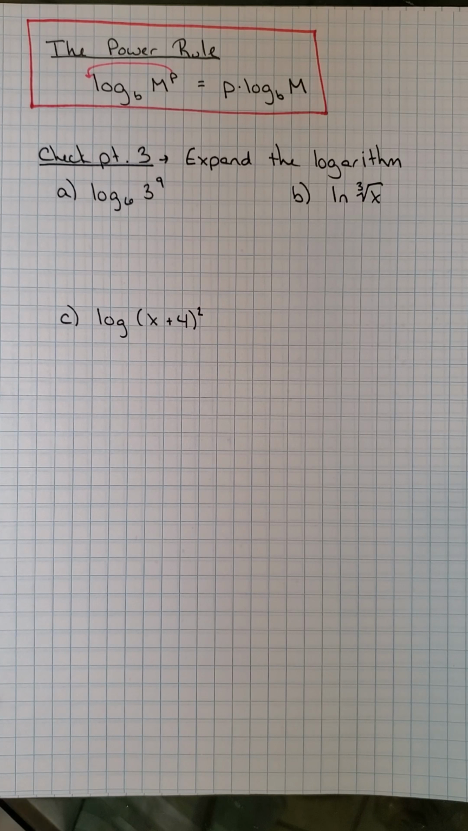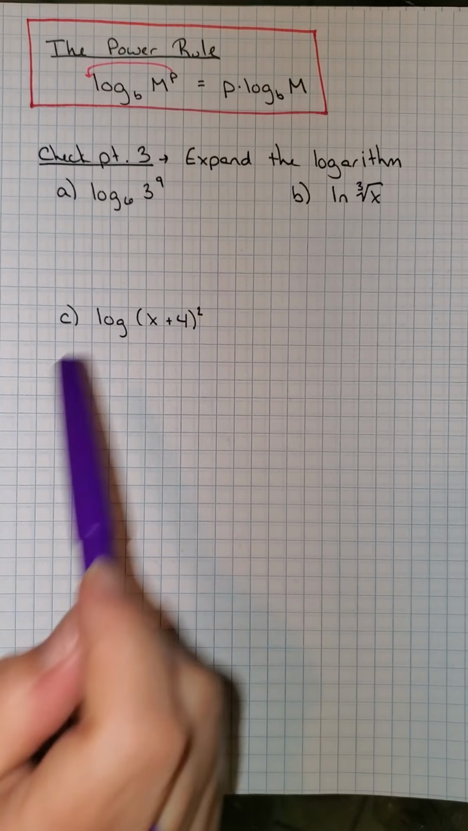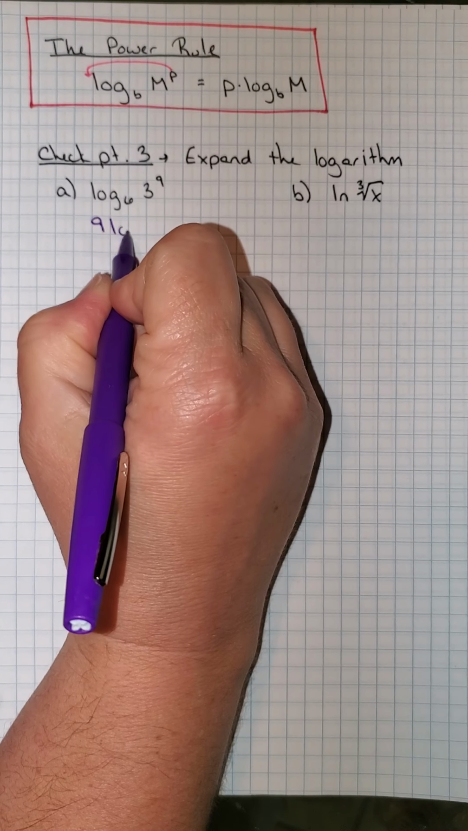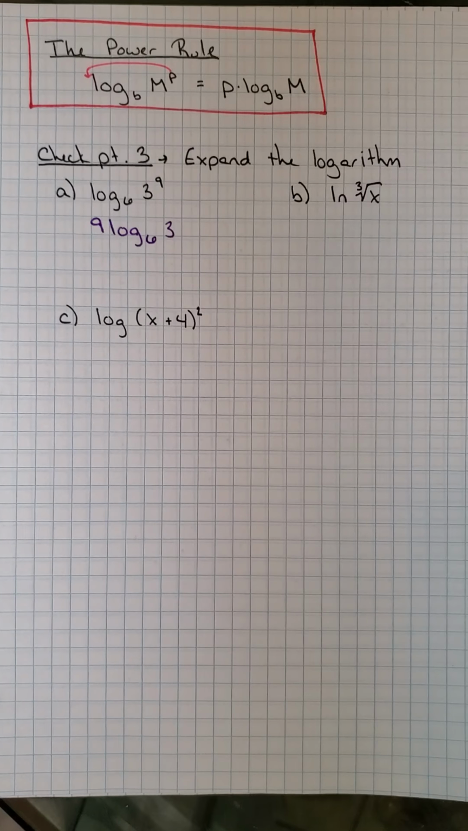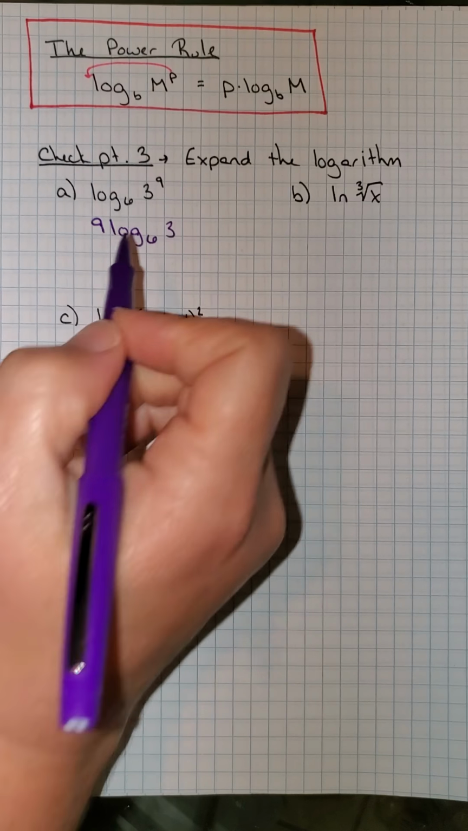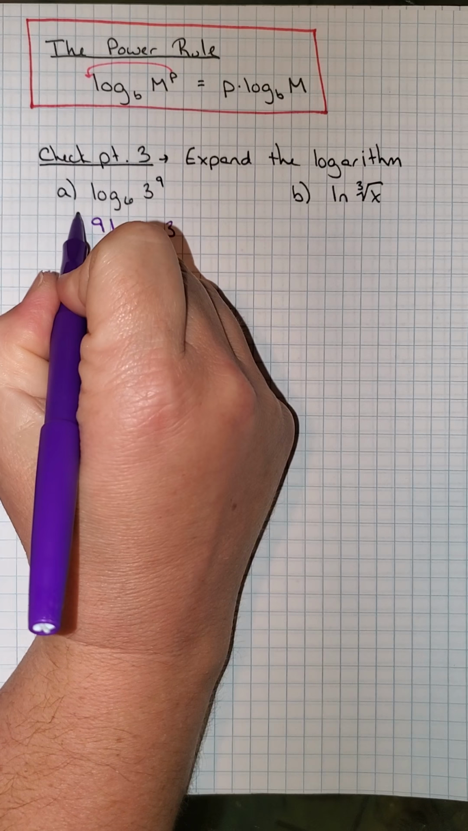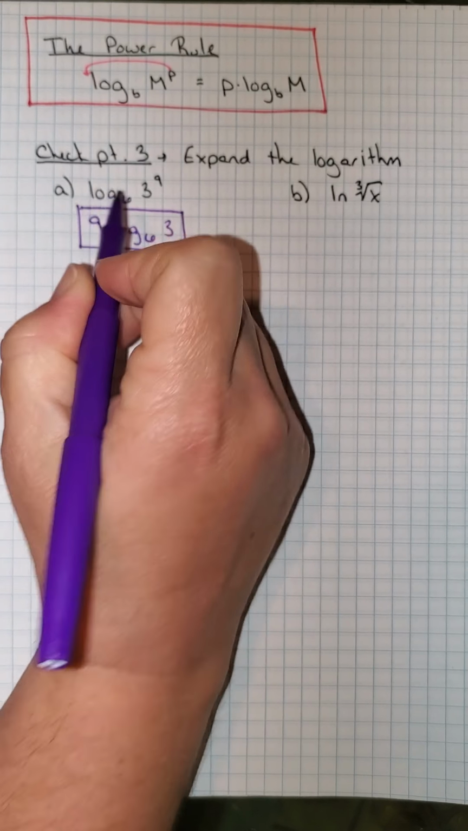Alright, so in A, you have the 9 is your power, so the 9 will come down in front. So you have 9 times the log base 6 of 3. So then you think to yourself, okay, 6 to what power is 3? It's very tempting to say half, but it's not half because half would be square root. So it just stays like that. There's nothing else you can do, and that's your answer.